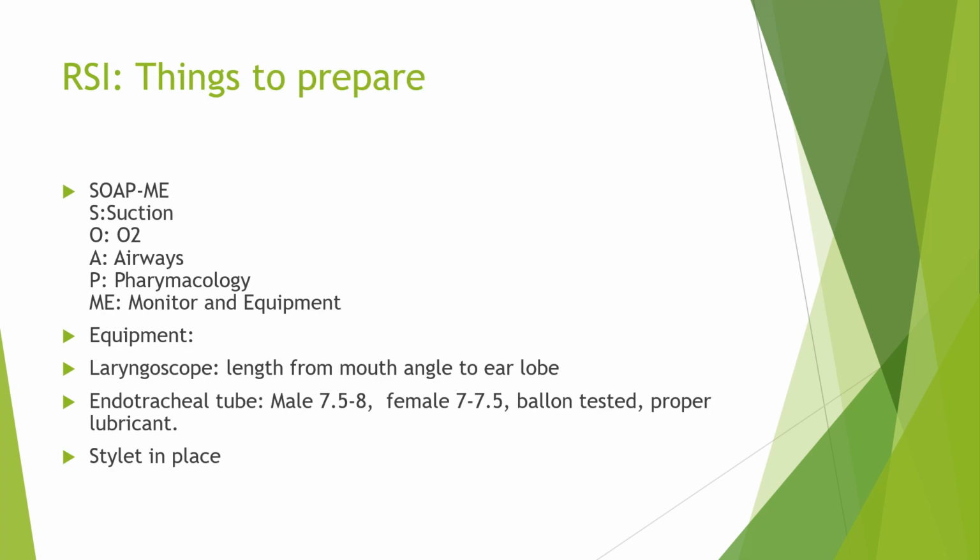And before intubation, we have to prepare something, including the mnemonic SOAP ME. SOAP means suction, oxygen, airways, pharmacology, monitor, and equipment. And for the equipment, remember to use the proper size of laryngoscope, and the endotracheal tube in male should be 7.5 to 8 French, and for female will be 7 to 7.5 French.